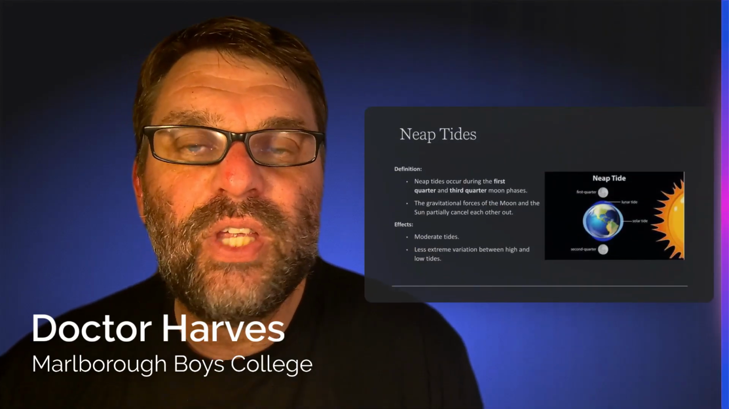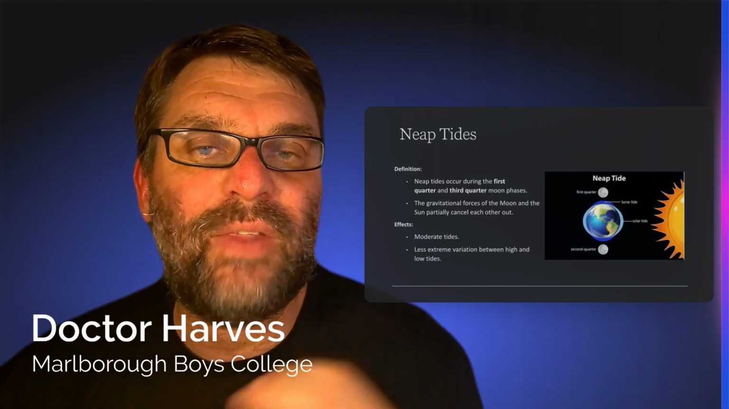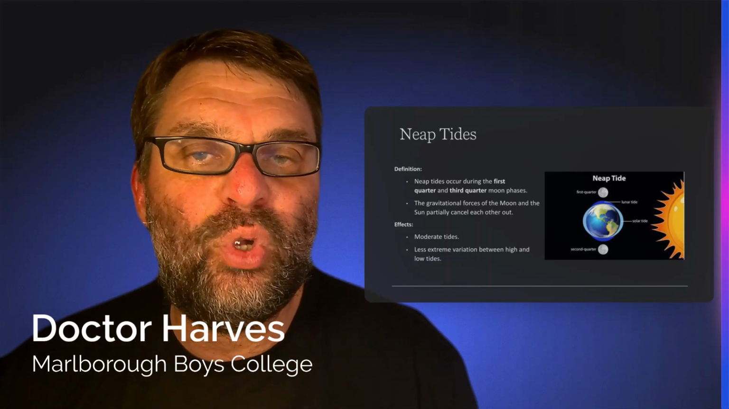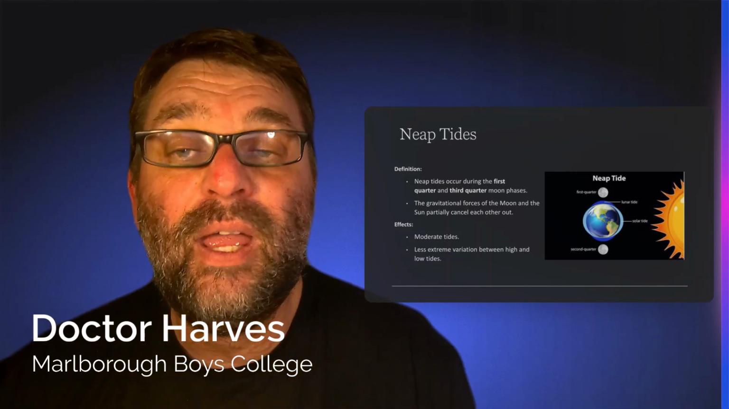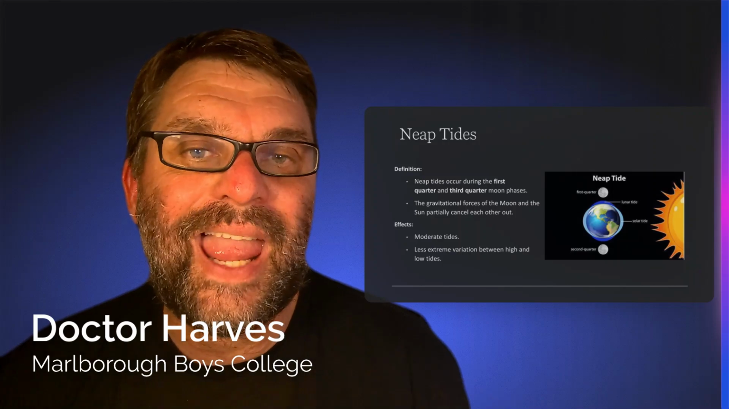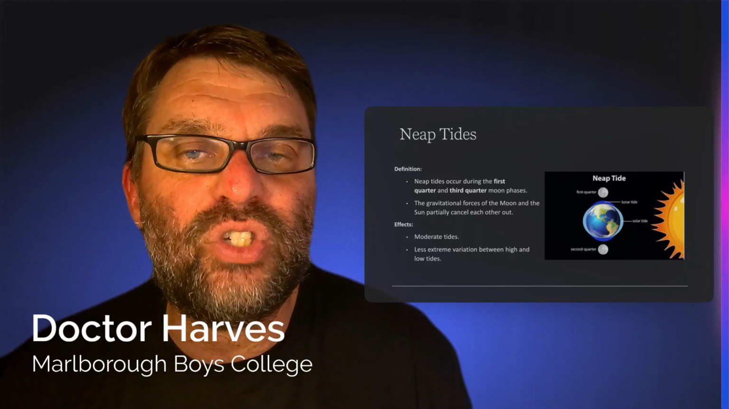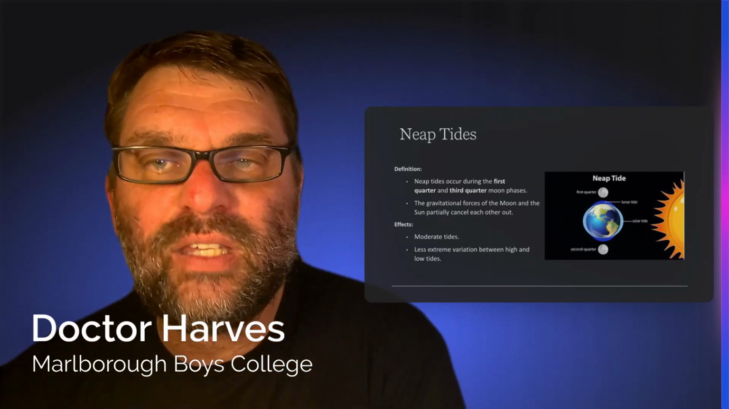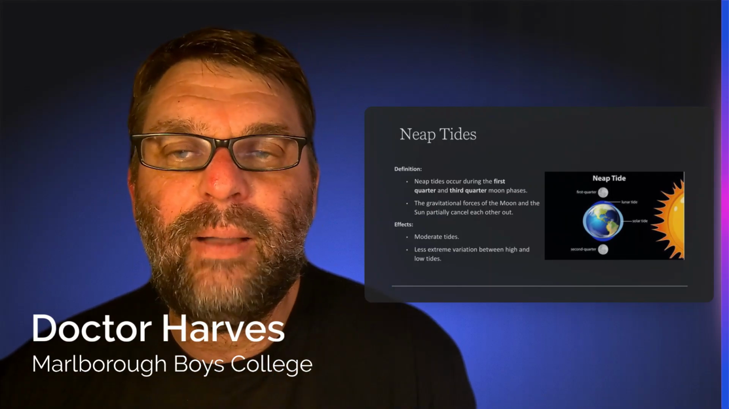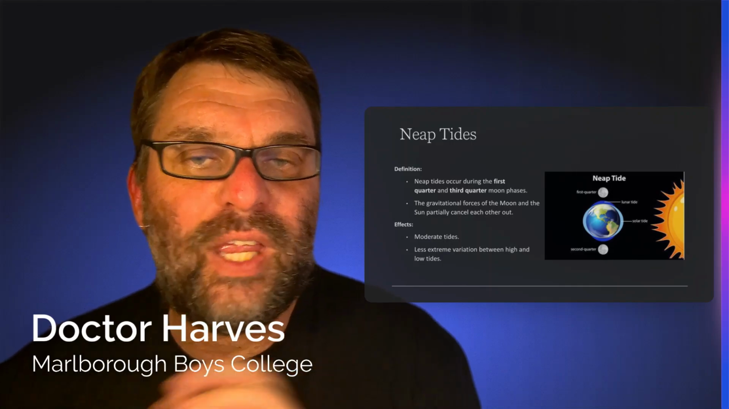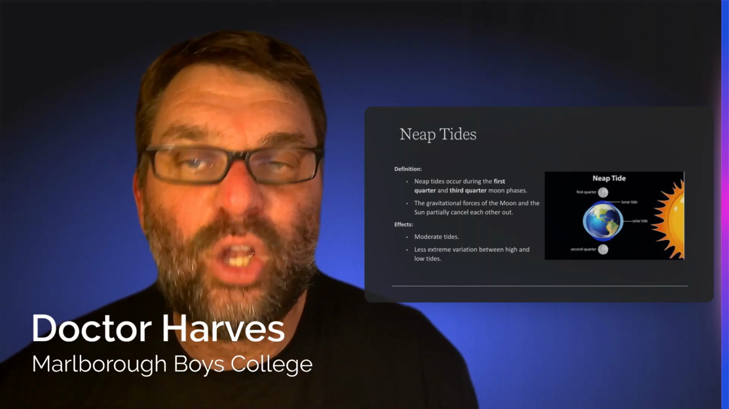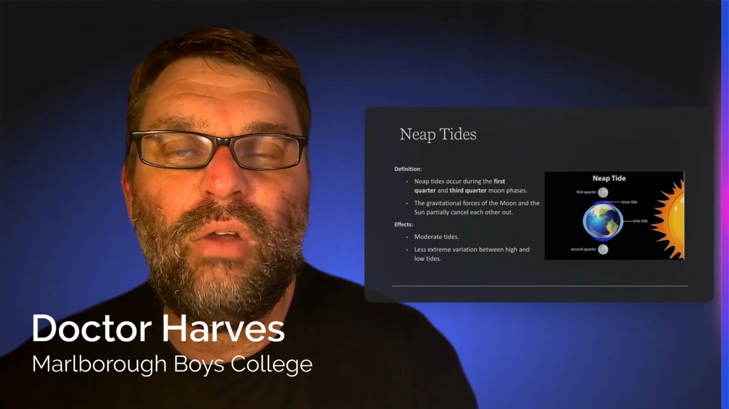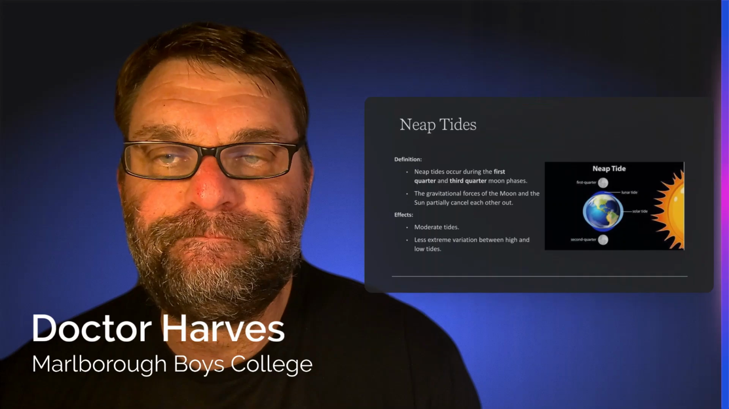We also have neap tides, and a neap tide occurs during the first quarter and the third quarter moon phases. And in this example, the gravitational forces of the moon and the sun partially cancel each other out because they're at 90 degrees or right angles to each other, as you can see in the diagram. And the effect of that is you get slightly lower high tides and slightly higher low tides. And so you get that less extreme variation between the high and low tides during that period because there's less gravitational pull overall due to that cancelling out effect.